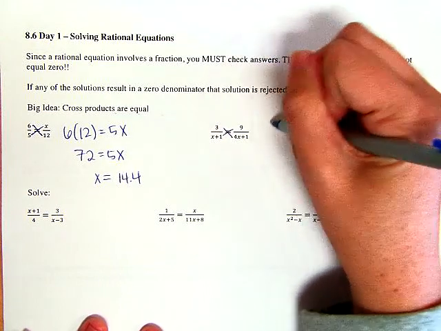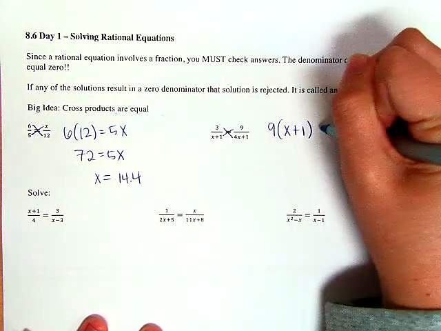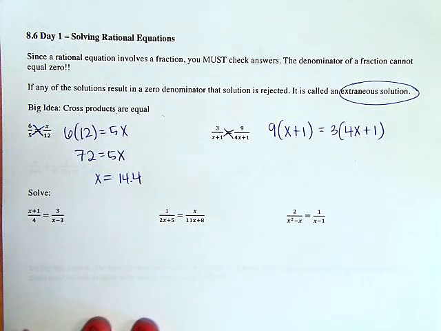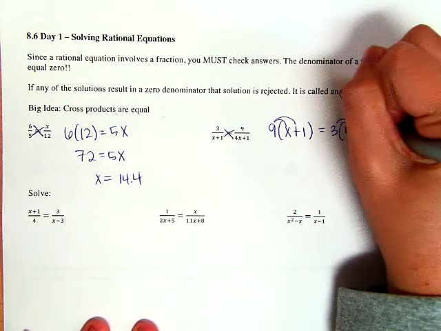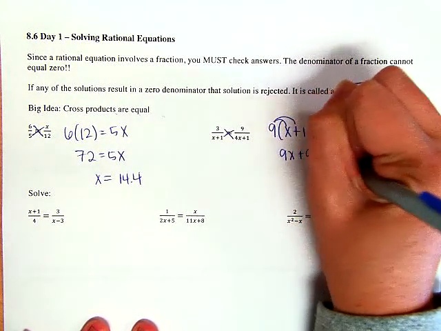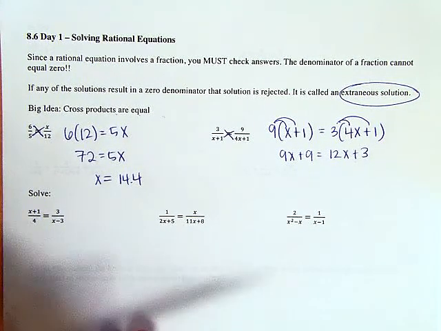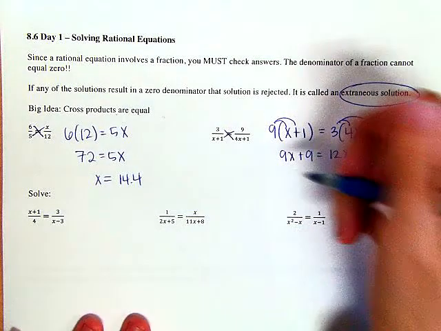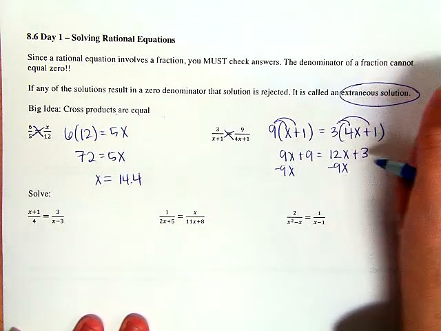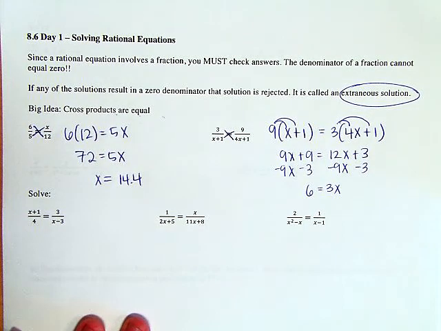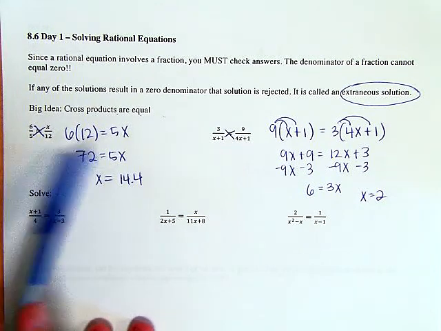When you cross multiply these, you have 9 times x plus 1 equals 3 times 4x plus 1. And to solve that, I'm going to distribute. 9x plus 9 equals 12x plus 3. And then solve it just like a normal equation. So get the x's all together. Get the numbers all together. And divide. And I get x equals 2. There you go.